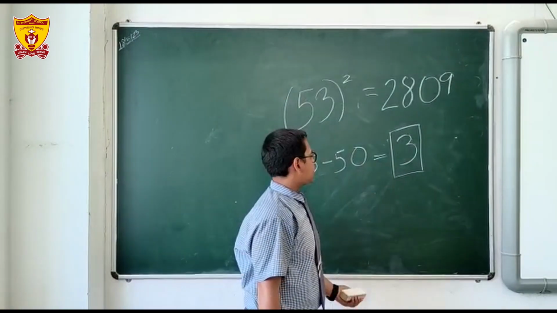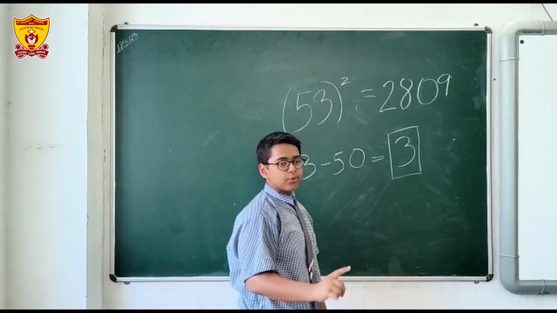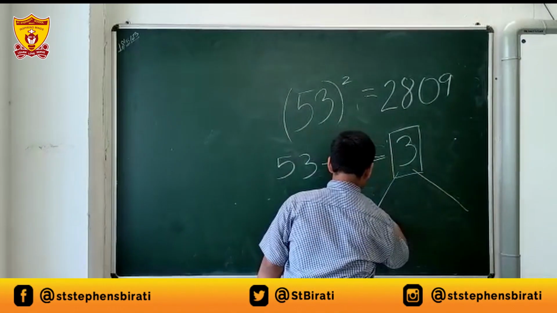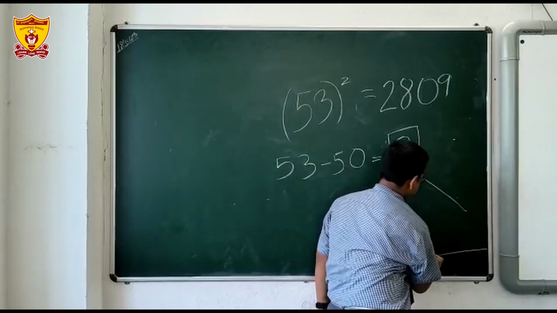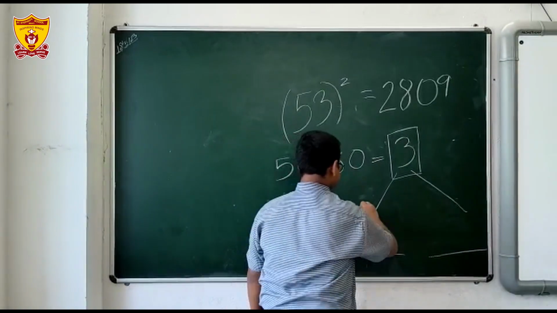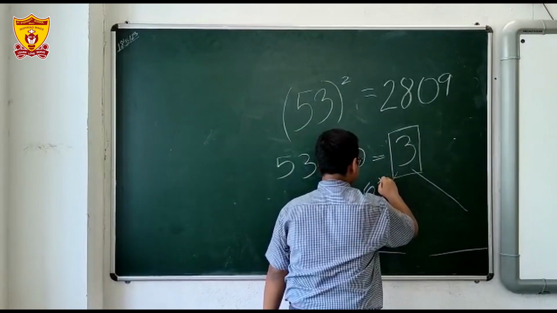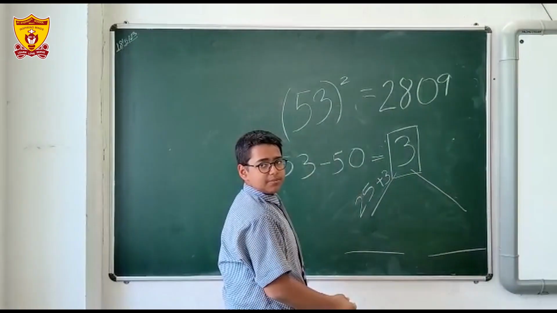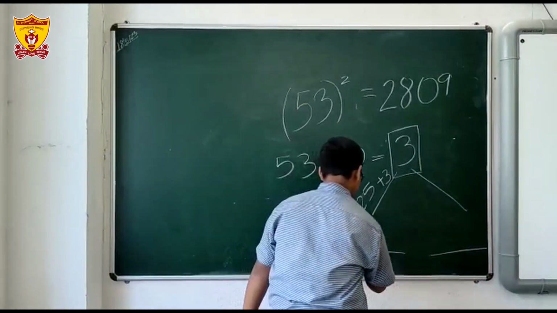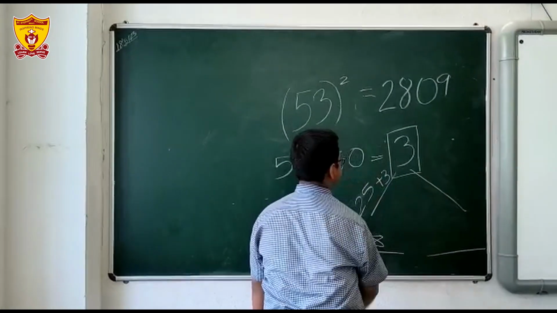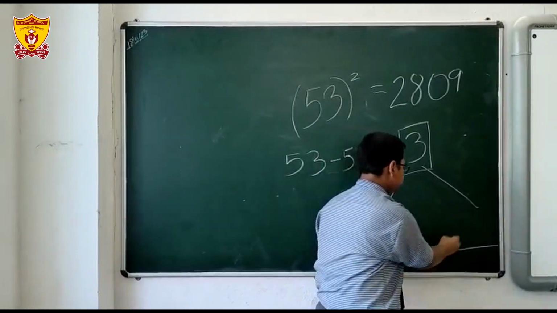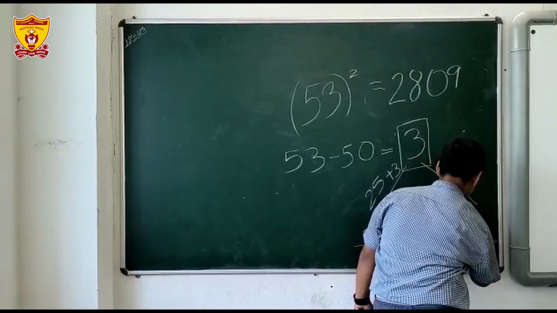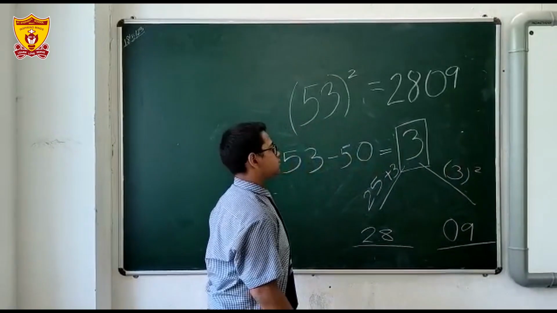As mentioned earlier in the previous example, a very significant number for this process, not going to change at all, is 25. I'm again separating this number into two parts. So, at first, 25 plus 3. As the number is greater than 50, that's why we are adding it this time. In the previous case, as the number was less, we subtracted it. We are getting 28. And now, as we did earlier too, 3 squared, which is 9. 09. So, the square of 53 is 2809.